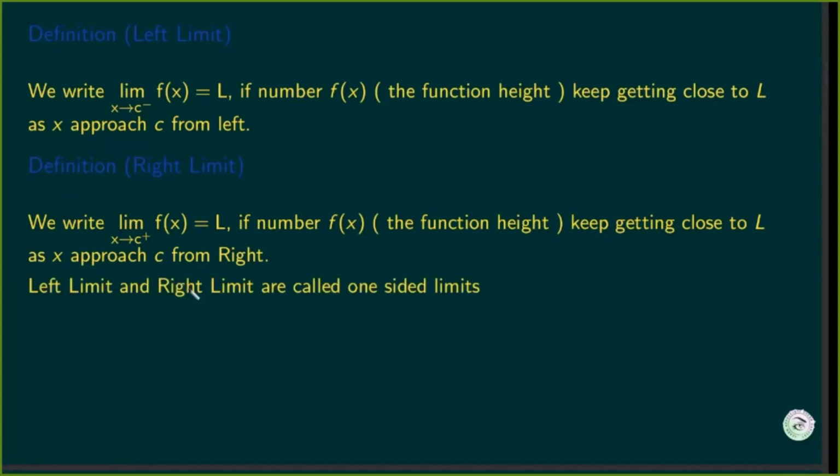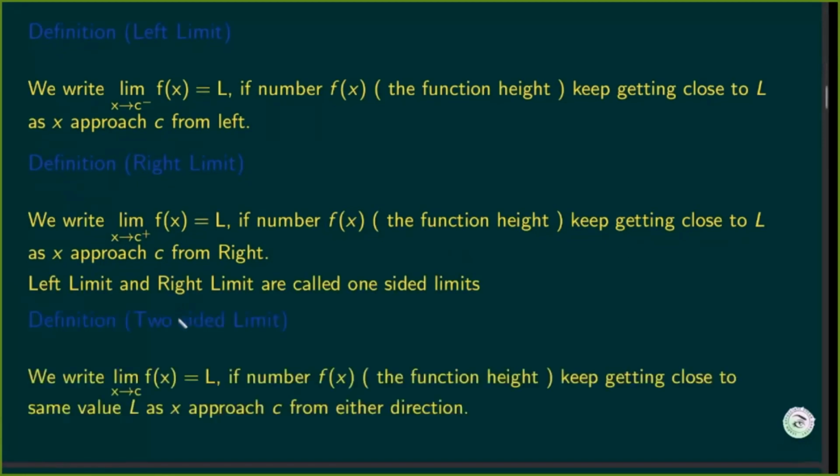Then I'll introduce a new definition: two-sided limit. We write the limit of f(x) as x approaches c equals L if the number f(x), the function height, keeps getting close to the same value L as x approaches c from either side. That means you can come from either side. So this means the two-sided limit is defined only if the right limit and left limit are defined and their value is equal to L. Now let's go over some examples.